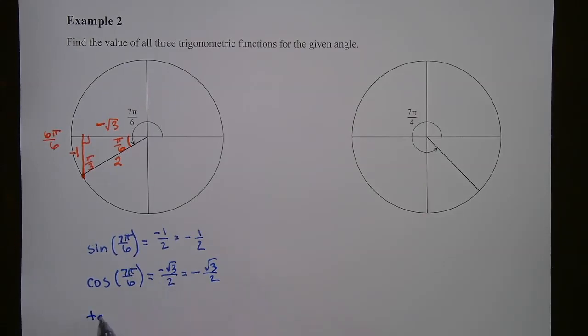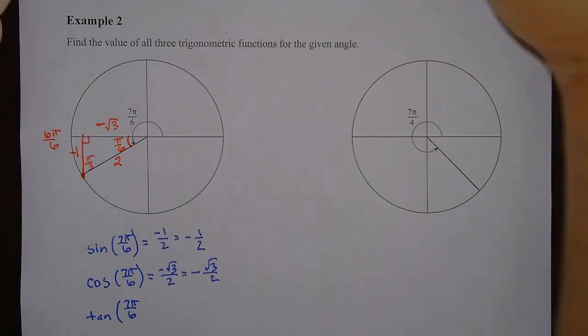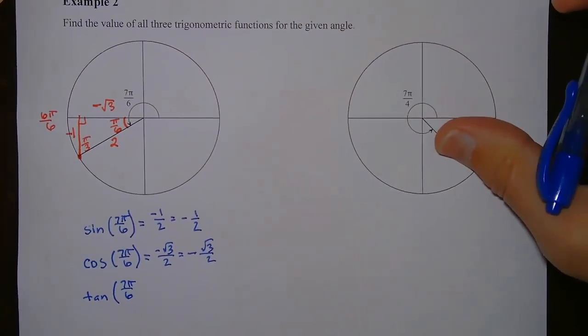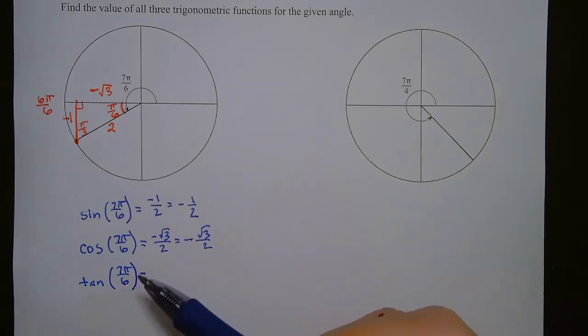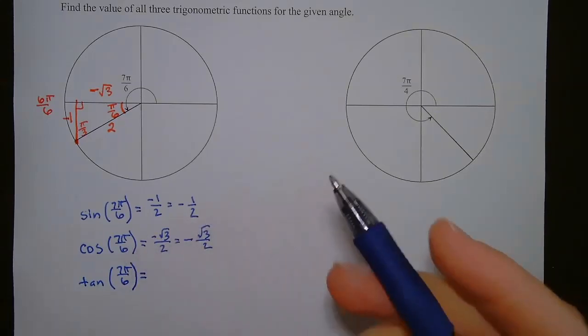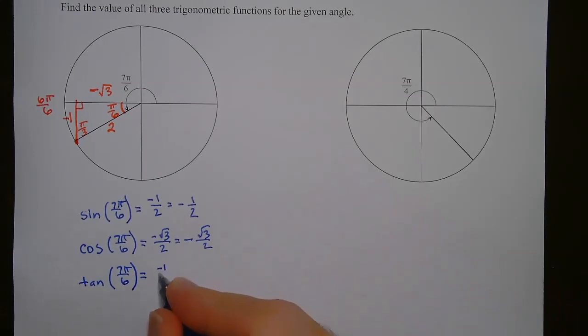And then we have tangent of 7 pi over 6. I'm going to slide this up just a little bit so you can see it a little bit better. Okay, so tan of 7 pi over 6 is equivalent to your opposite over your adjacent, or your y over your x, okay? So that'd be negative 1 over negative square root of 3. That's equivalent to 1 over the square root of 3. Now, that's a perfectly fine answer, but there's a better answer.